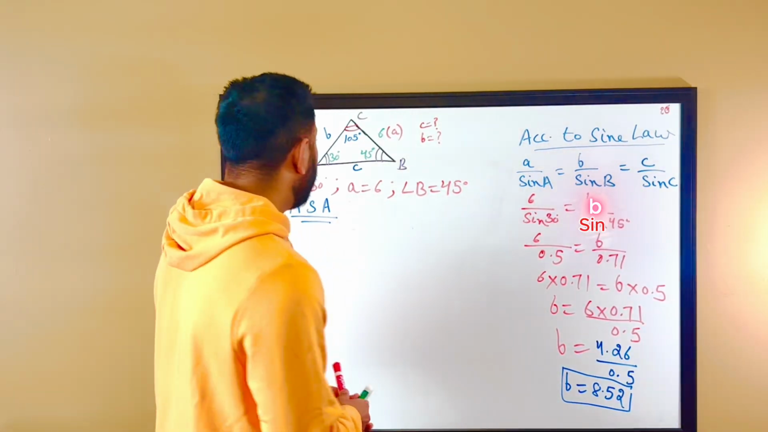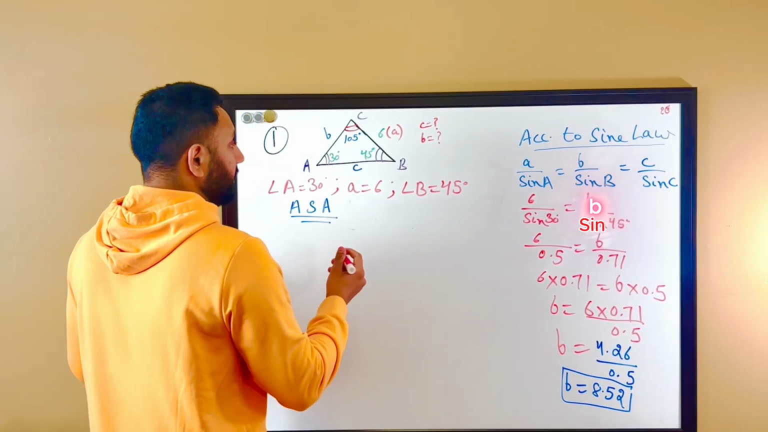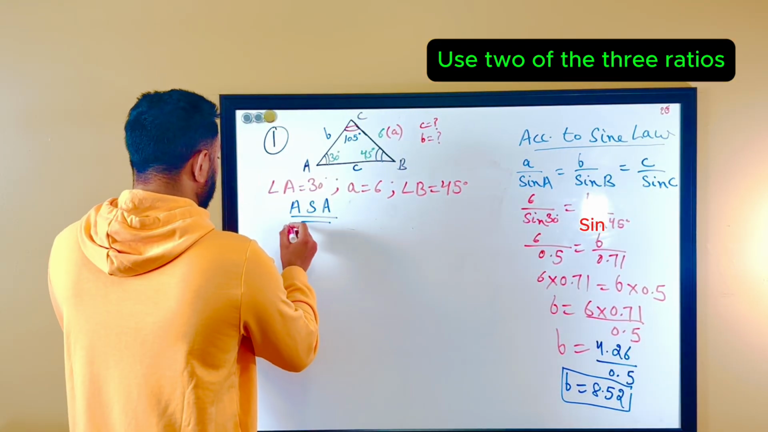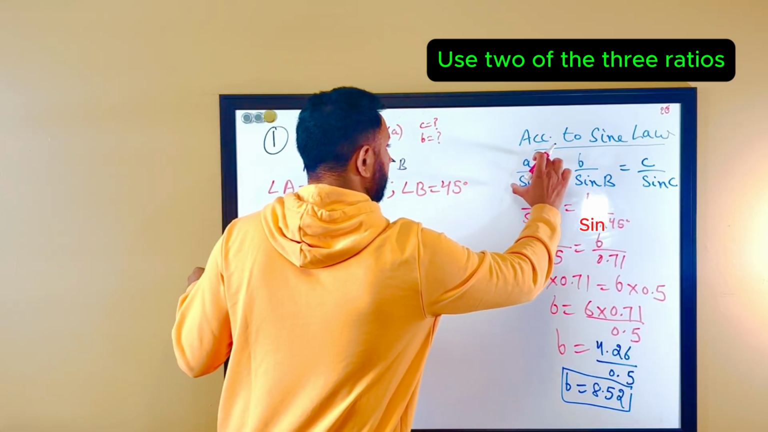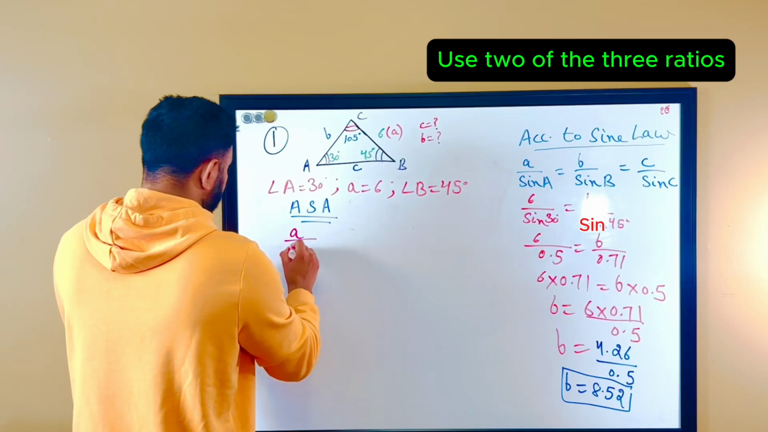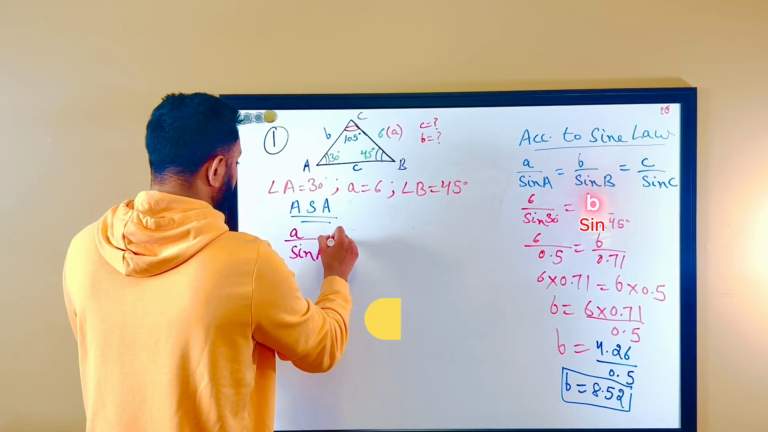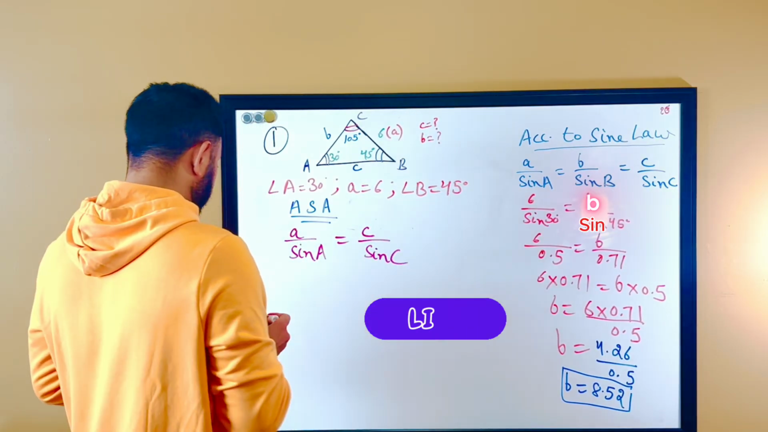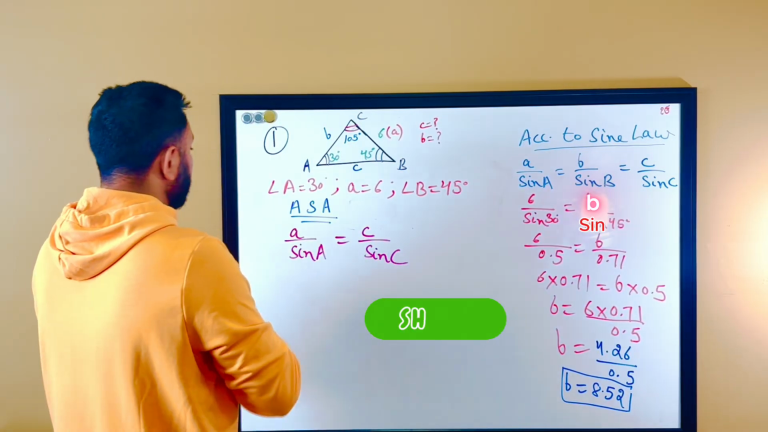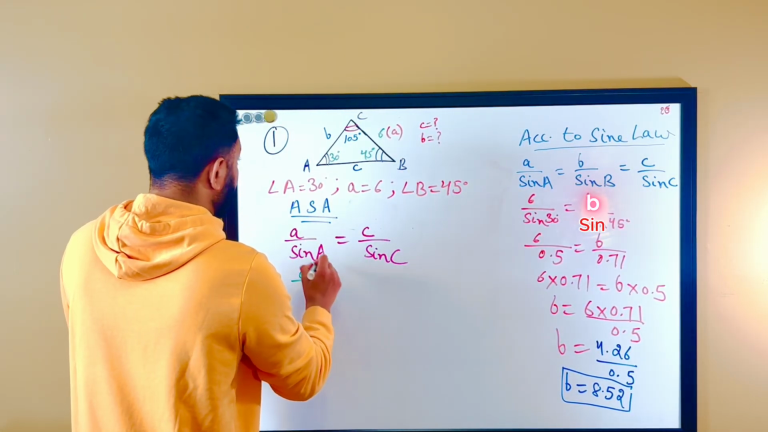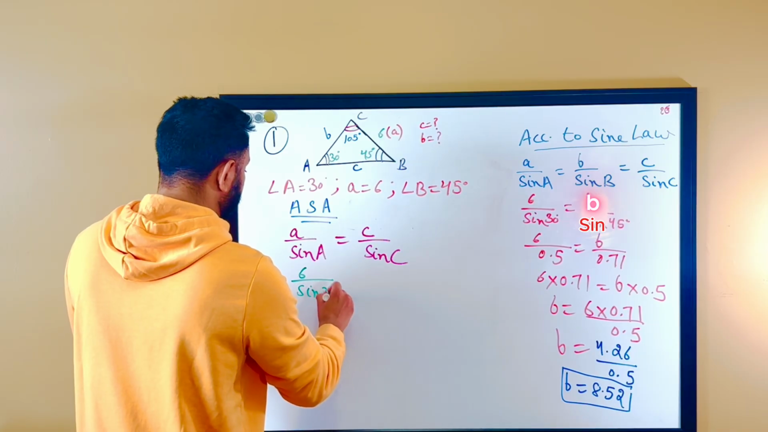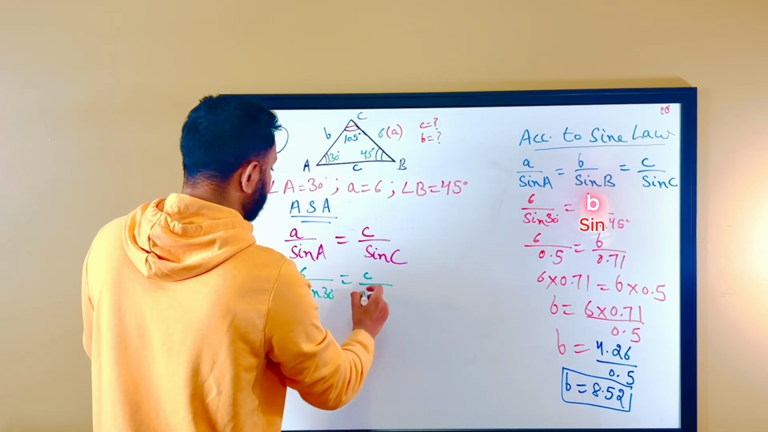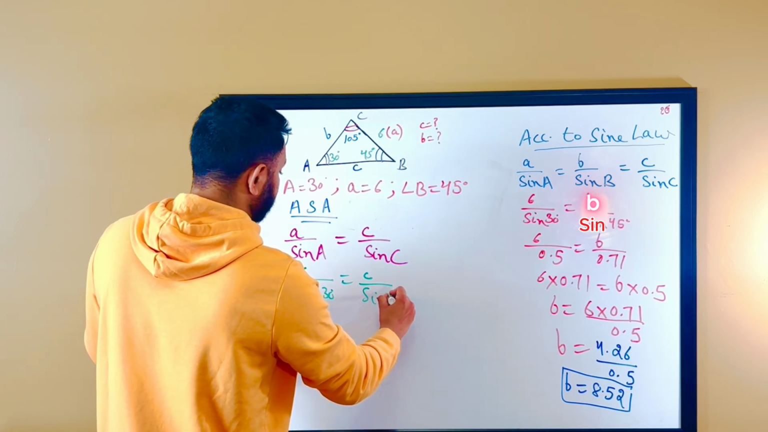Now we're going to find length c. Again we're going to use two of the ratios. I'm going to use the first one and the third one: a over sine of angle A and c over sine of angle C. So that means small a is 6 and sine of angle 30, and small c that we need to find out, and sine of angle C, and angle C is 105.